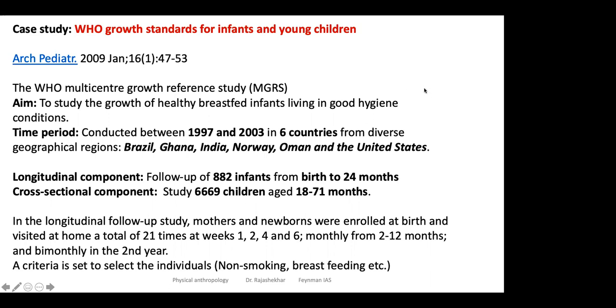Okay, what do they mean here? There is one criterion for this. They're looking at individual families who are non-smoking and are breastfeeding their babies. There are other components, but these are the key aspects. Good hygiene means infections are not so common, because infections can disturb growth. So they want good hygiene maintained in the families, with breastfed babies and non-smoking families. Those families are selected for this. So in the best-case scenario, how would the growth look?